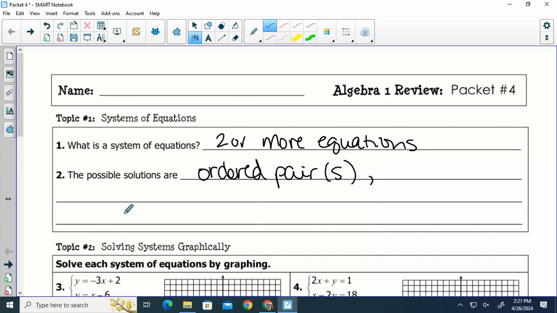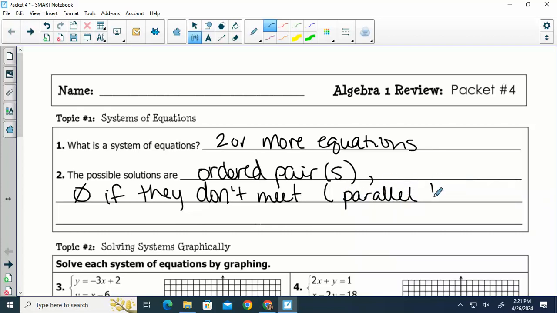We know it's no solution if they don't meet. In terms of lines, what kinds of lines would never meet? Parallel. Or we could have infinite solutions, if they are the same line.